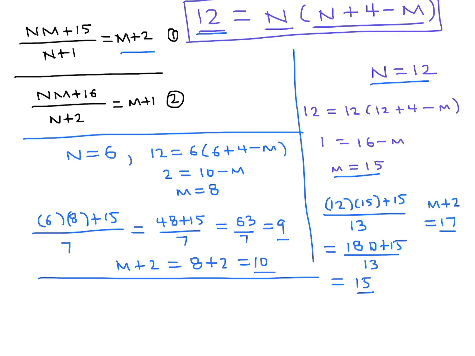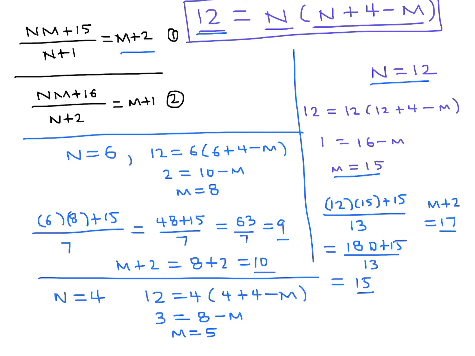It can't be 12, it can't be 6. What else is 12 divisible by? It's divisible by 4, so let's let n equal 4. If n equals 4, we've got 12 is equal to 4 times 4 plus 4 minus m. So this becomes 3, this becomes 8 minus m, and therefore m is equal to 5. n is 4 and m is 5.